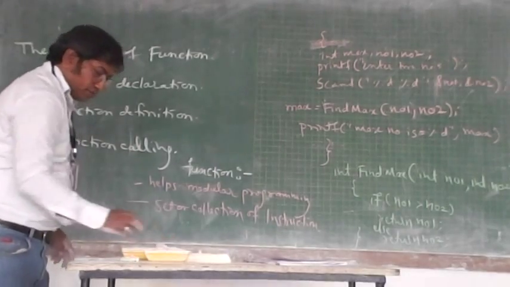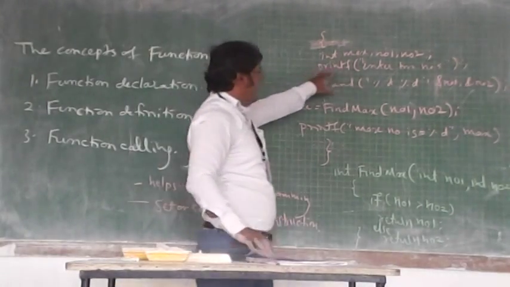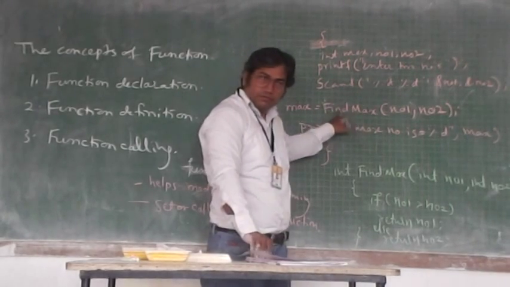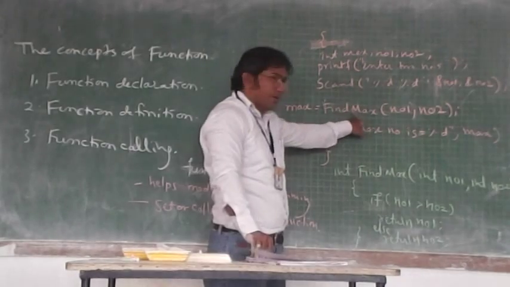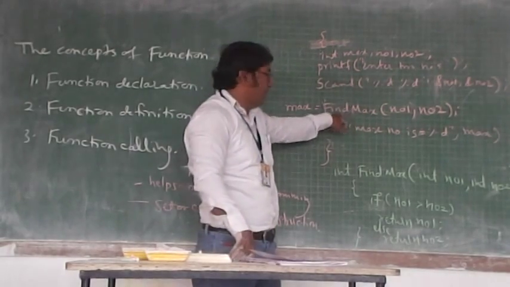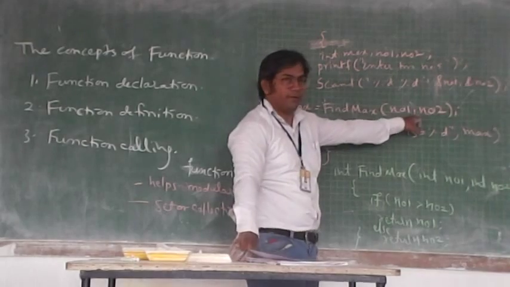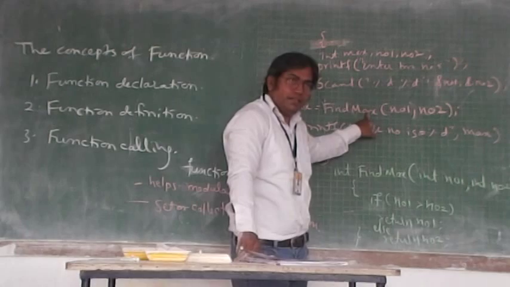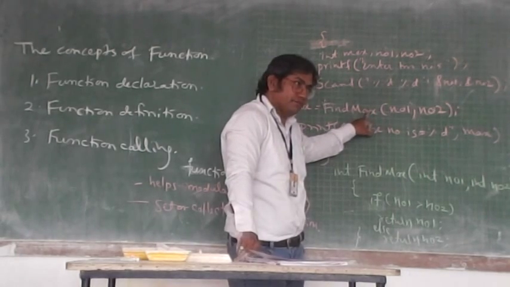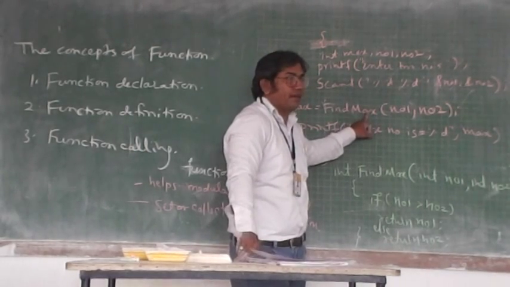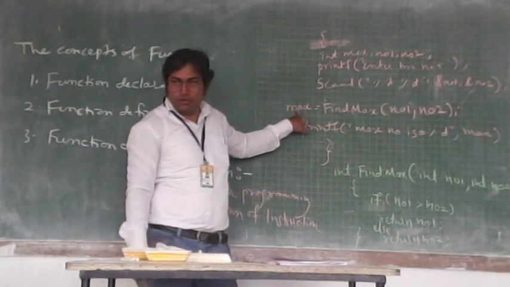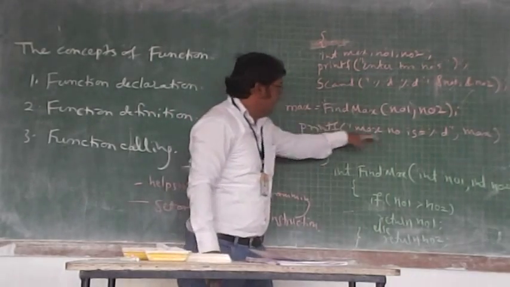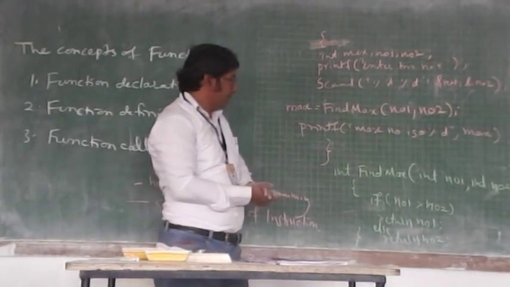See what I have written here: I have taken two values and I have taken the help of my friend, find max. To my friend I gave two numbers. What my friend did, he calculated the greater number, the max number, and returned it, and that I stored into max. Okay, so that max I simply display.